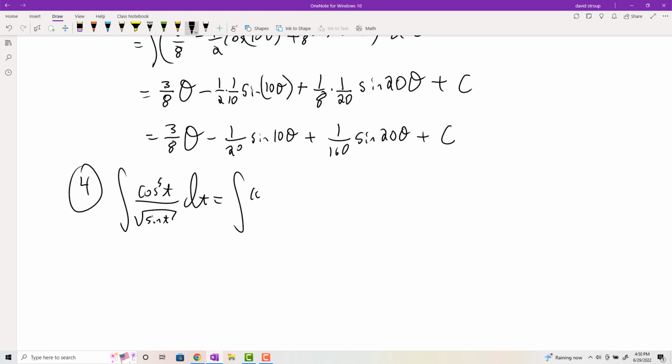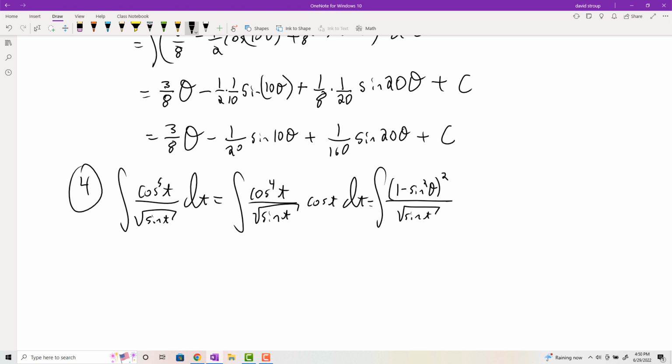Okay. So here I got cosine to the 4th t all over the square root of sine t, and then times cosine t dt. Then you could rewrite cosine to the 4th as cosine squared squared again. Instead of writing cosine squared, though, we use Pythagorean identities to write it as 1 minus sine squared. And then that's all over the square root of sine t times cosine t dt.